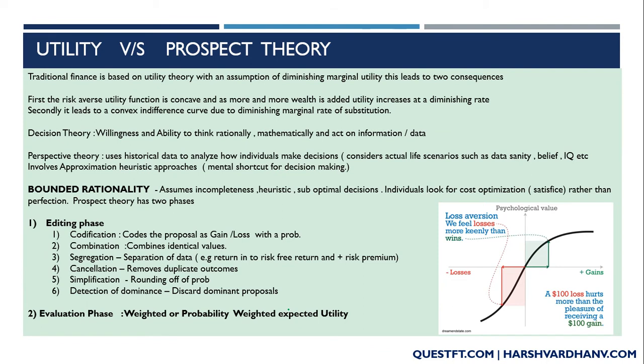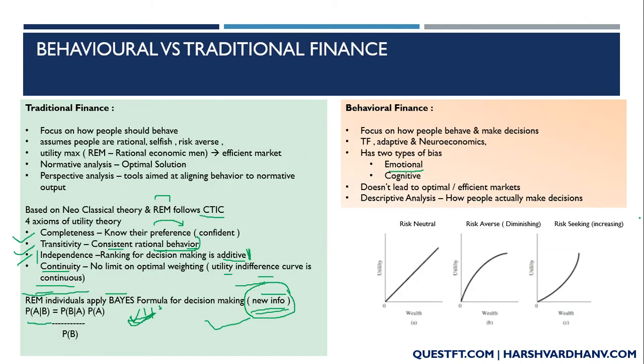The next is the utility versus prospect theory. Okay, so traditional finance is based on utility theory with an assumption of diminishing marginal utility. So, what is diminishing marginal utility? This is traditional finance. As the wealth increases, the utility decreases.